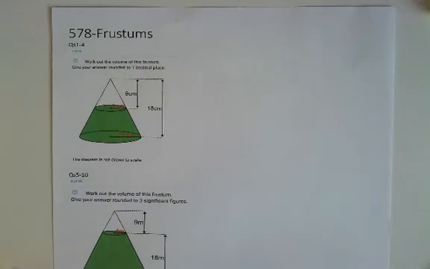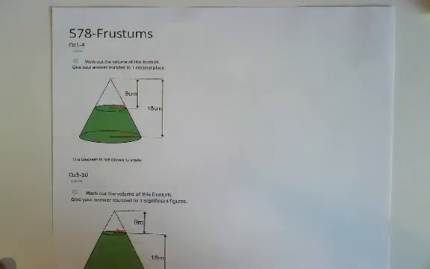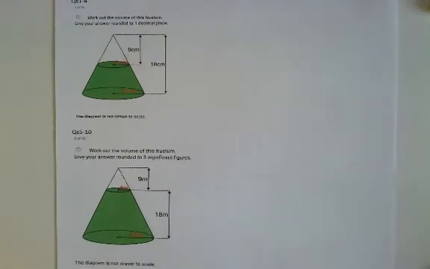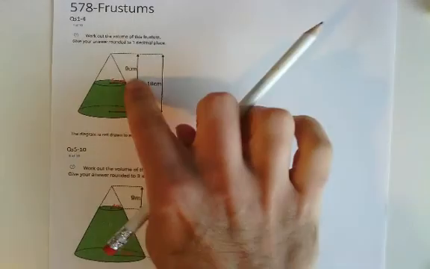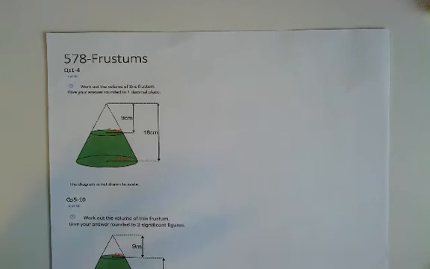What's happening in year 10? Today's lesson is on something called frustums. It's clip 578 on Hegarty Maths. Your questions in this exercise fall into two categories, ones that look like this and ones that look like this. Questions 1 to 4 are the same as that one, 5 to 10 are the same as this one.